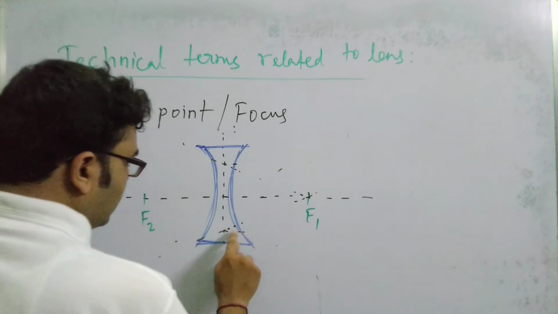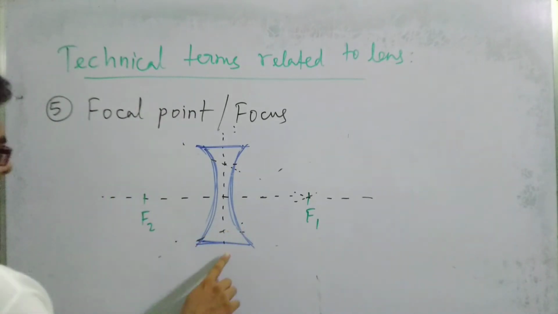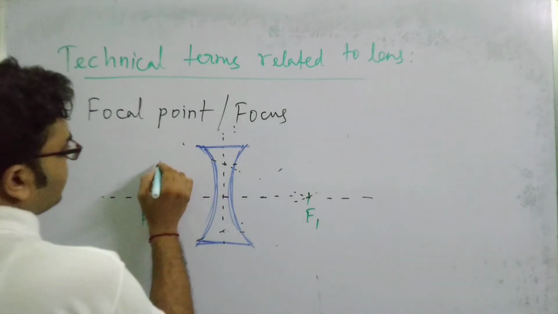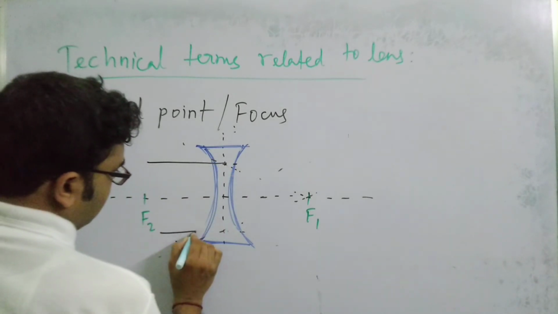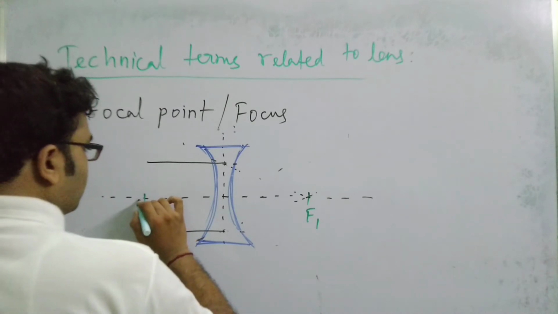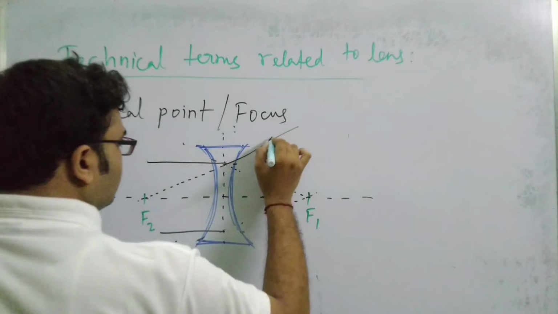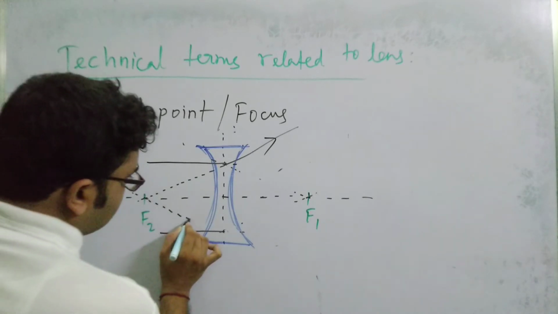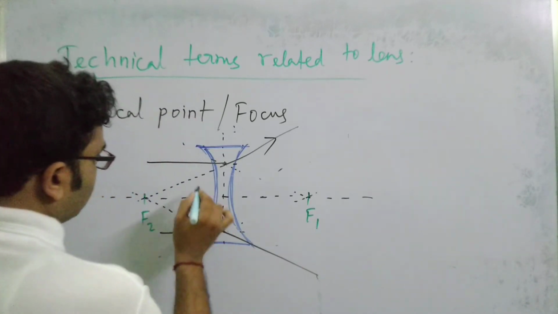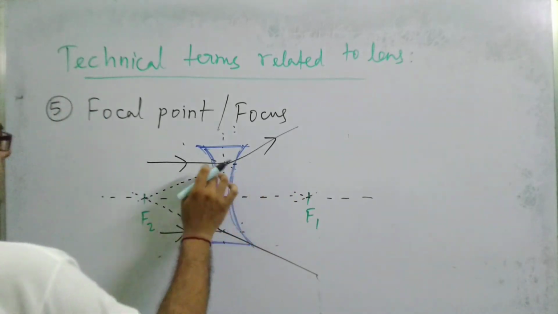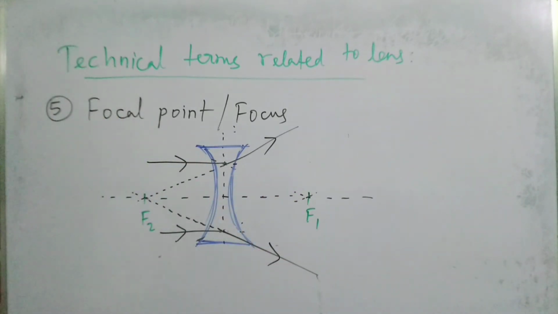If the light rays are coming parallel to the principal axis, like this and like this, what happens after refraction? These light rays tend to move out like this. It appears as if they have been coming out from the point F2, isn't it? So this is the second focus or second focal point. It is the point on the principal axis through which the light appears to be diverging after refraction when the incident lights are coming parallel to the principal axis. So this is the second focus for the concave lens.